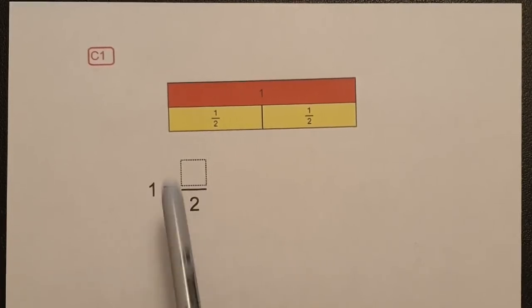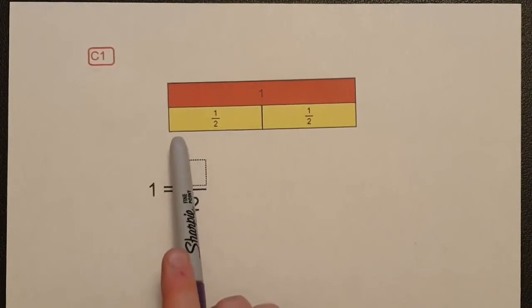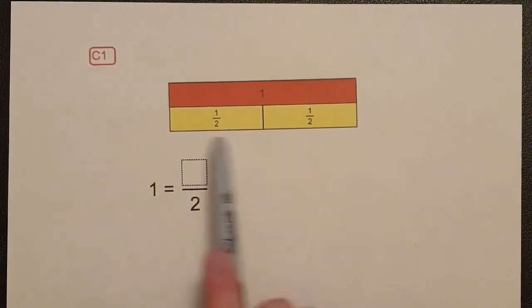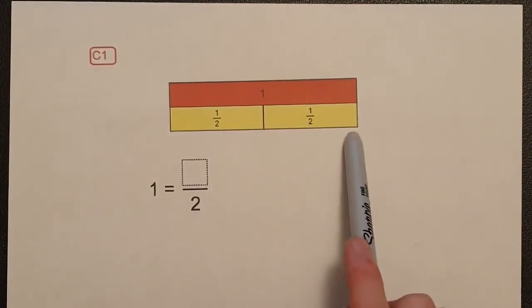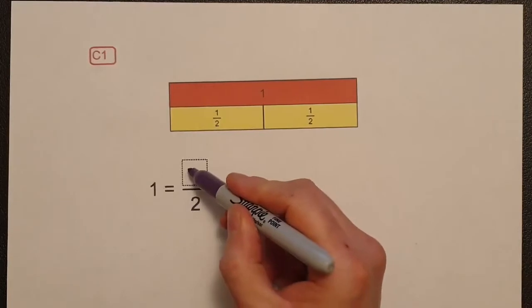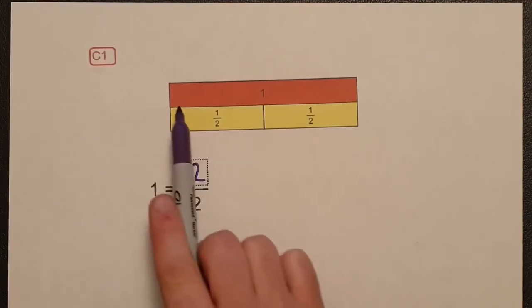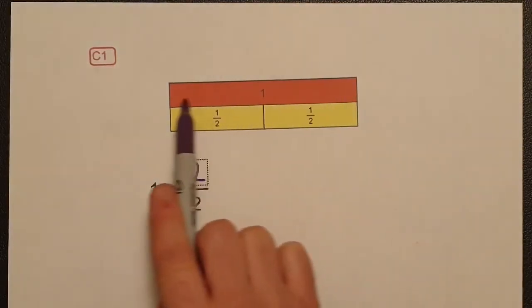In the picture, you can see this red bar represents 1, and it's been split into 2 equal halves. Each of these is a half. How can we write that down mathematically? 1 is equal to some number of halves. 1 is equal to 2 halves. So these two expressions, 1 and 2 halves, both have the same value. They both represent 1.